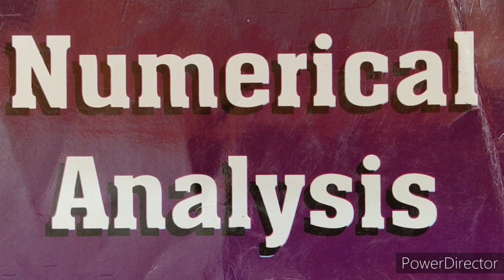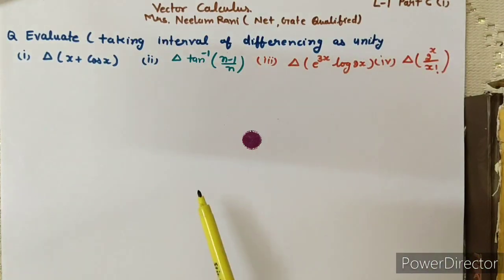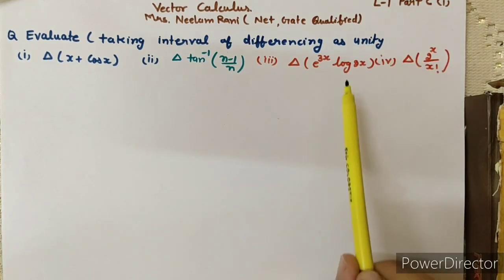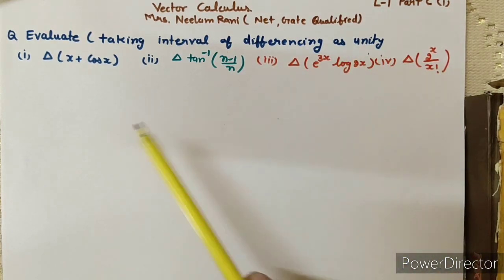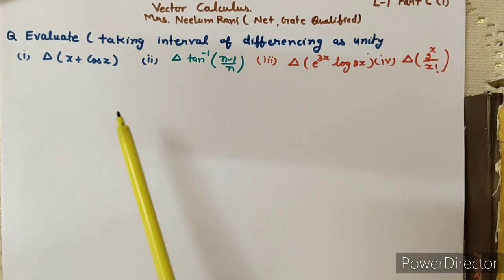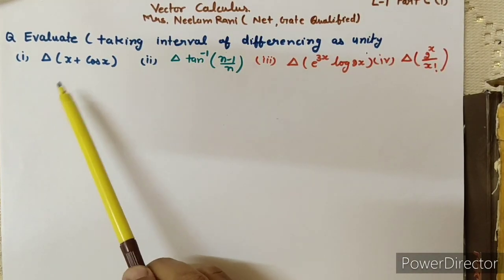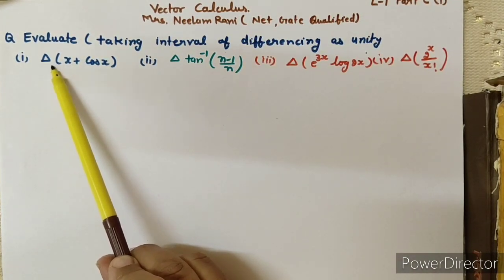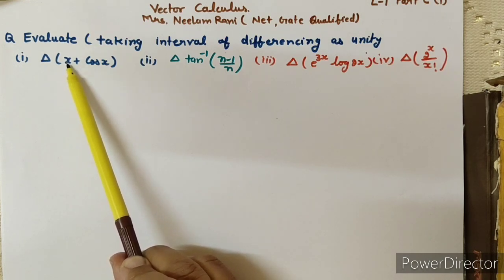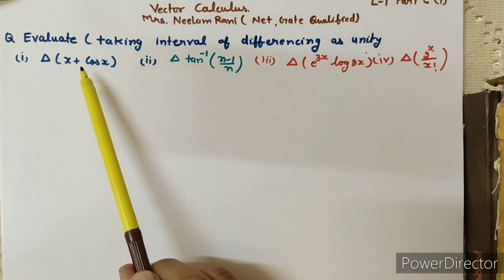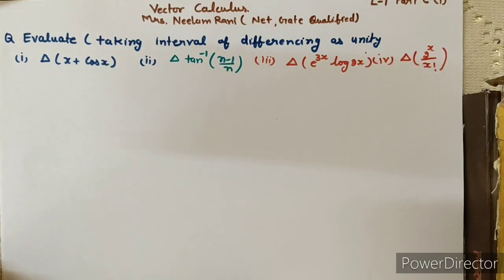Let us take the first example. Evaluate, taking the interval of differencing as unity. Calculate the following expressions. In the first example, you have to take the first forward difference operator on the function x plus cos of x. So what is the first forward difference operator?